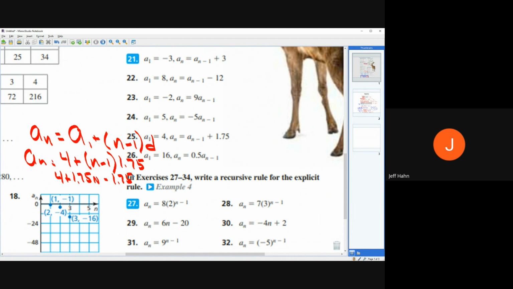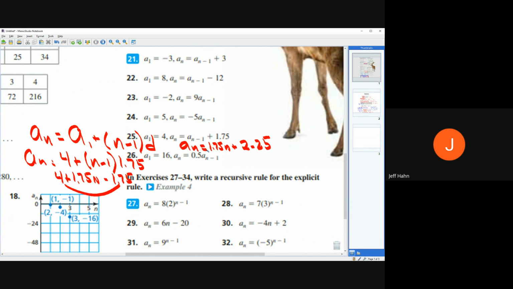And if you simplify that, wait, what did I do? This is 1.75 n, correct? Yeah. This is minus 1.75. I can only put these two together, which is 2.25. And you still have the 1.75n plus that. And that's what a sub n is.